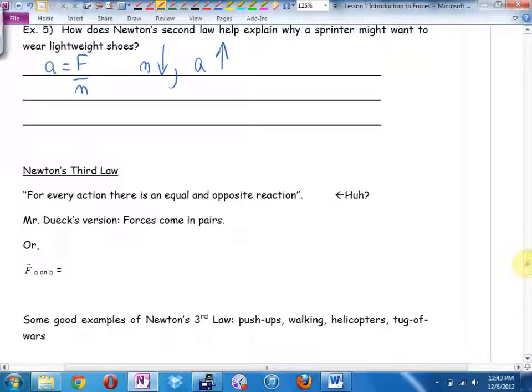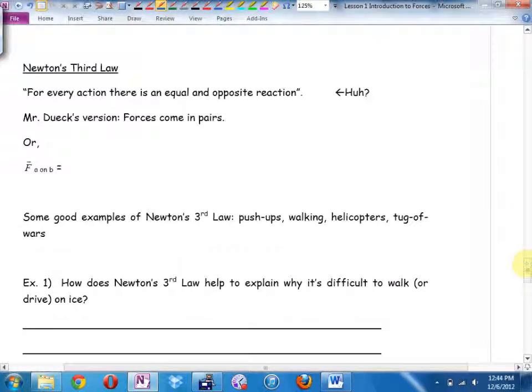Newton's third law. This is the most confusing or most misunderstood of the three laws. It's traditionally written, for every action there is an equal and opposite reaction. I've always found that ridiculously confusing. So here's Mr. Dewick's version of Newton's three laws. Forces come in pairs.